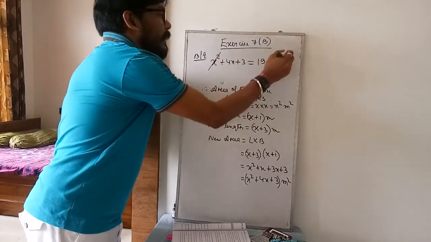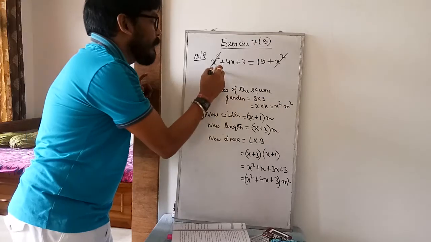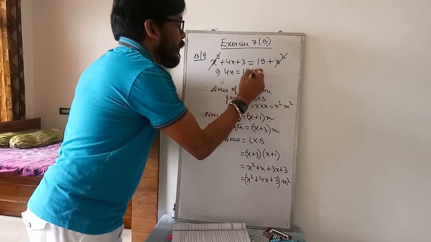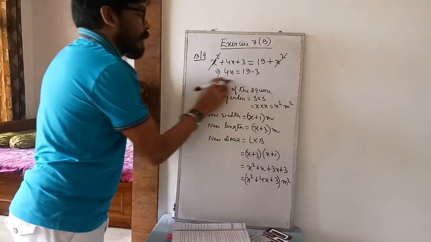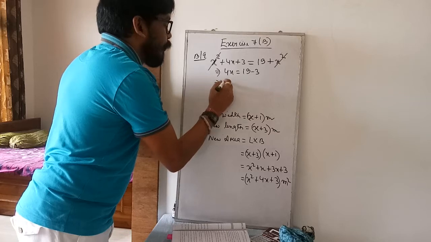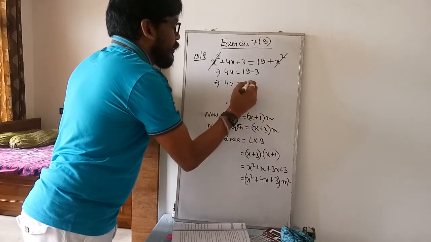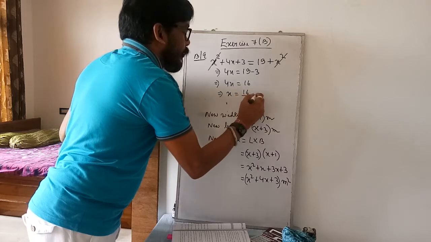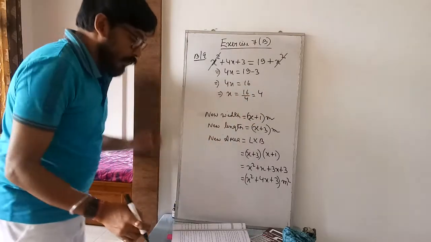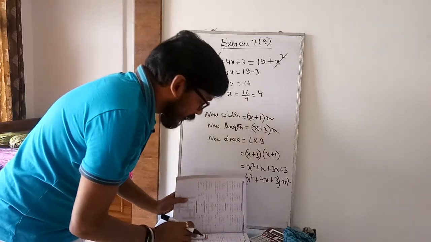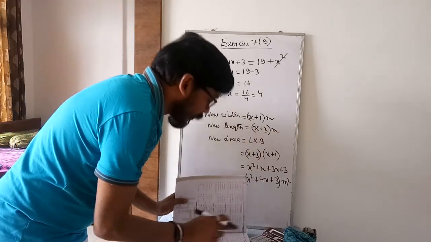So plus x square on either side will cancel. So it is 4x equal to 19 minus 3. So 19 minus 3 is 16. So 4x equal to 16. So your x is 16 by 4, so it is 4. You have to find out what? Side. The side will be 4 meter. Therefore side equal to 4 meter.